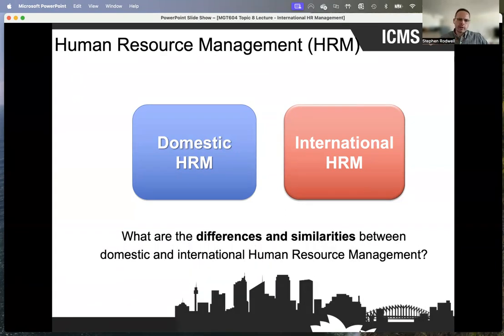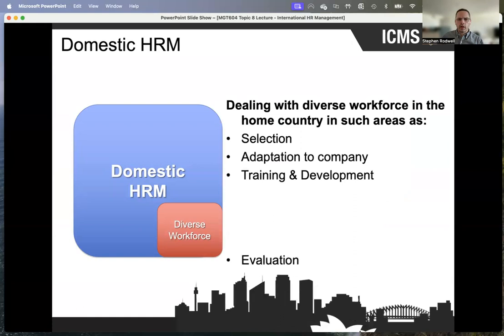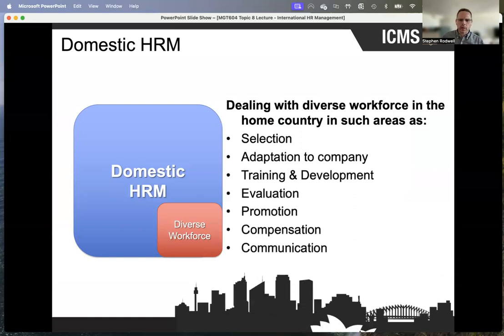So differences and similarities between domestic and international HR. Domestic HR deals with diverse workforces in home country, in such areas as selection, obviously, adaptation to company, training, development, evaluation, promotion, compensation, and communication. So pretty standard stuff that you would think about what HR deals with.